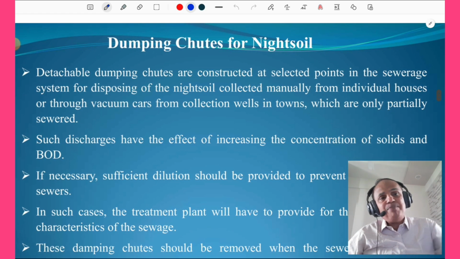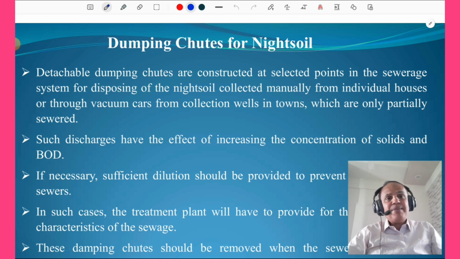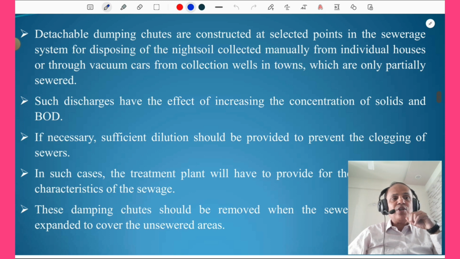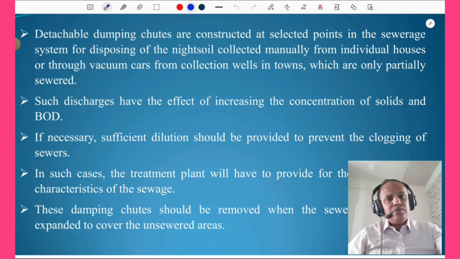Then we have to discuss the dumping chutes for the night soil. Detachable dumping chutes are constructed at selected points in the sewerage system for disposing of the night soil collected manually from the individual houses or through vacuum cars from collection wells in the town, which are only partially sewered. Such discharges have the effect of increasing the concentration of solids and BOD. BOD we discussed earlier, biological oxygen demand. If necessary, sufficient dilution should be provided to prevent the clogging of sewers.